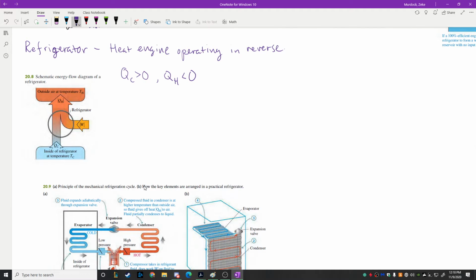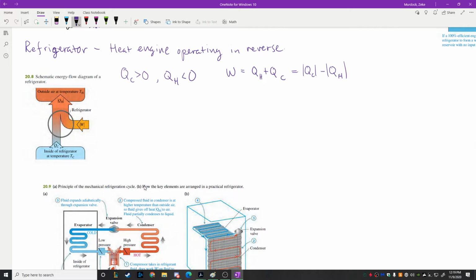We can use the same equation we had before, which says that the work that needs to be put into the system to make this process occur is going to be equal to QH plus QC. Or because the QH is actually going to be a negative quantity, this would be the same thing as saying the absolute value of QC minus QH. And then we can isolate QH here to say that it's equal to QC plus W.